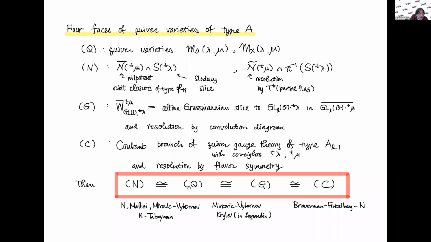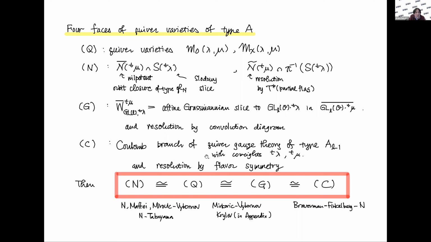So the quiver variety and the nilpotent orbit intersection with a slice was first found in the categorical quotient by myself, and then generalized to a resolution by Maffei, and also Mirković–Vybornov gave a different proof. And Mirković–Vybornov also showed that this quiver variety is isomorphic to the affine Grassmannian slices. And then finally, in more recent work with Braverman and Finkelberg, we proved that the Coulomb branch is isomorphic to affine Grassmannian slices. So all four spaces are isomorphic to each other.